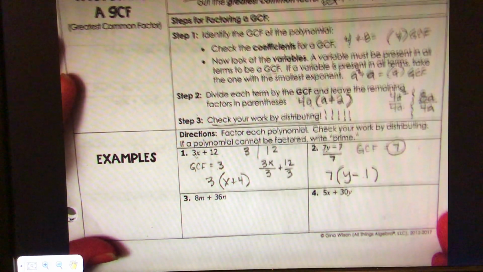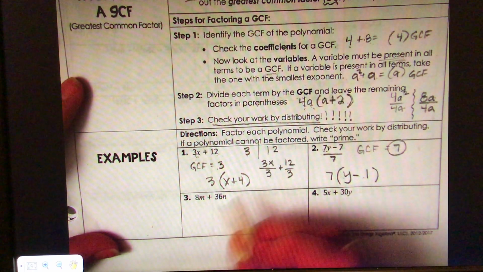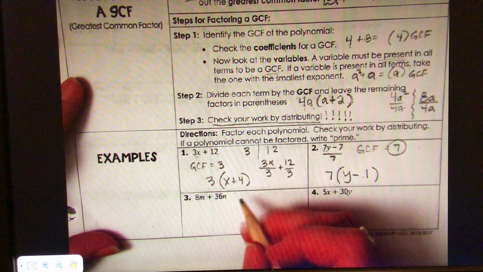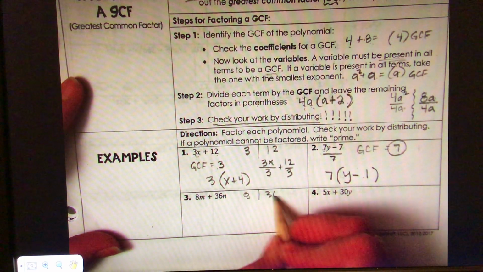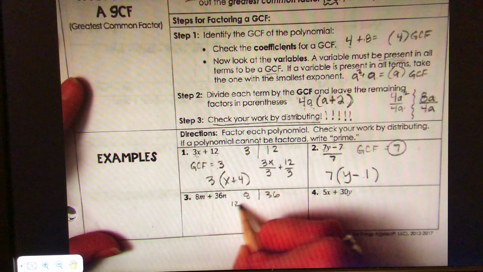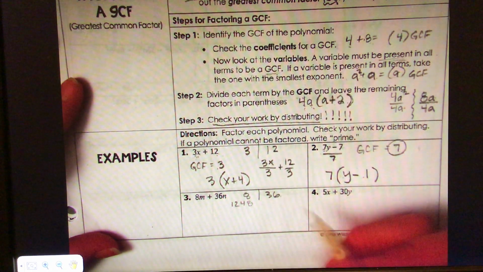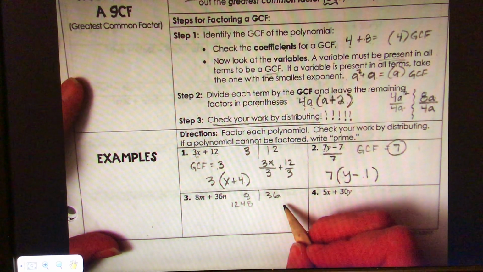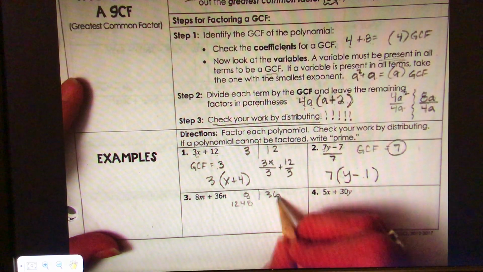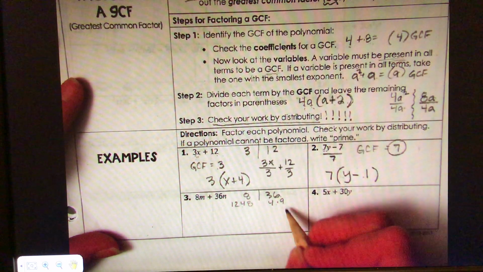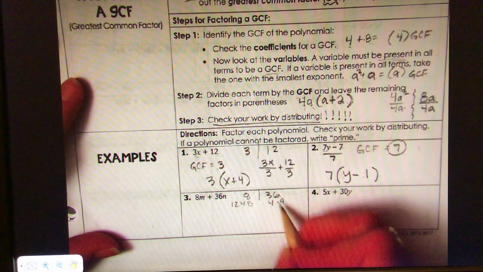Number 3. Okay, so let's think about our numbers first. So I have 8 and I have 36. Well, if I think about it, I could just do a quick 1, 2, 4, 8. Does 8 actually go into 36? Well, what's 8 times 4? 32. 8 times 5 is 40. Yeah, it doesn't. So does 4 go in? Oh, 4 does. So I already know that 4 times 9. So I'm going to go ahead with my 4. That's going to be my GCF.